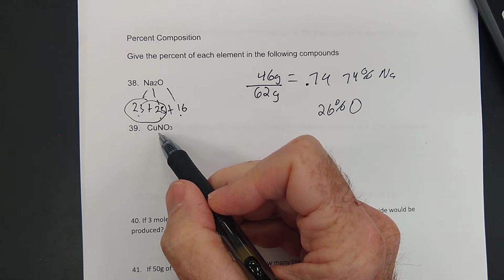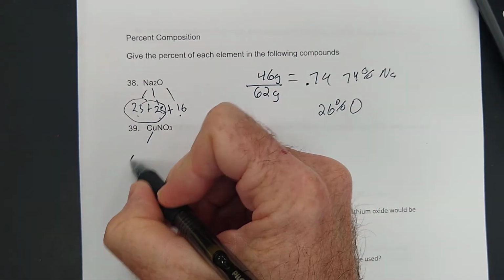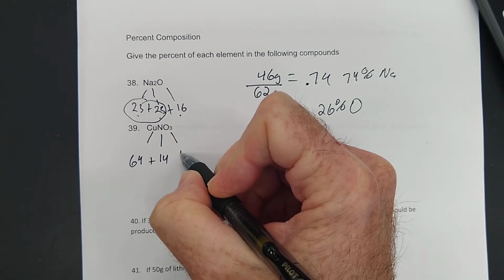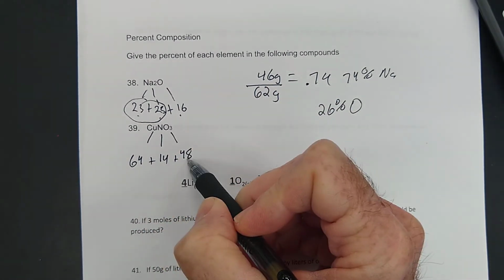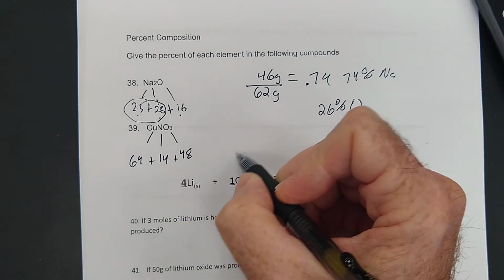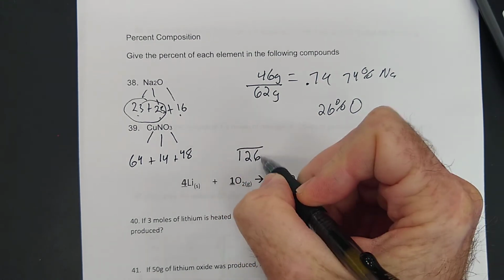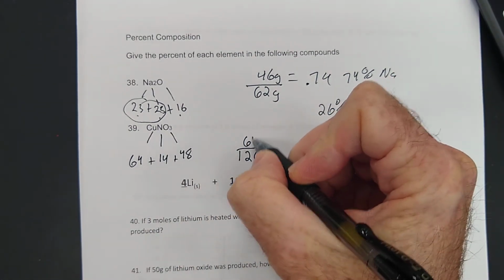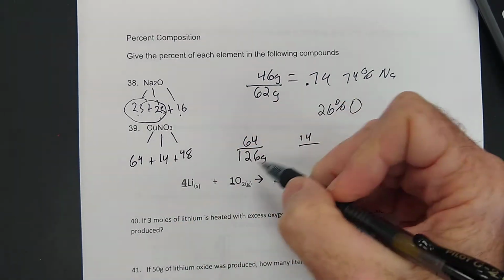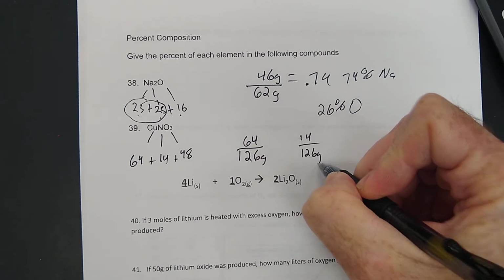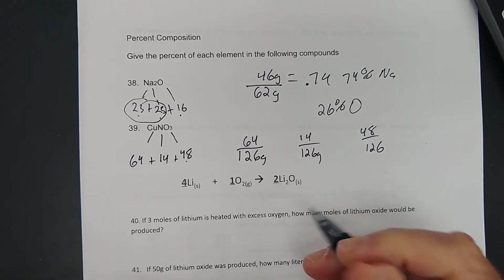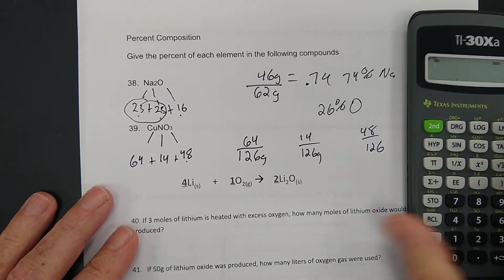Here we have copper 1 nitrate. All right, copper, we round that off to 64. Nitrogen 14. 3 oxygens is going to be 48. Let's add this up. That's 62 plus 64. That's 126 grams. 64 out of the 126 is copper. 14 out of the 126 is nitrogen. And 48 out of the 126 is oxygen. Does that make sense? We can do this.